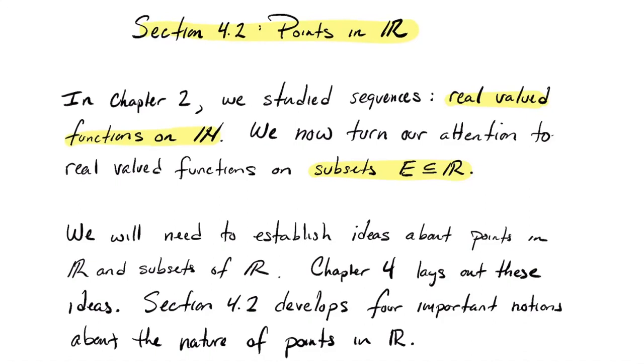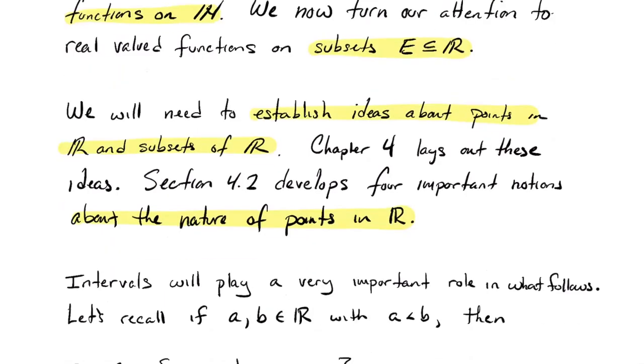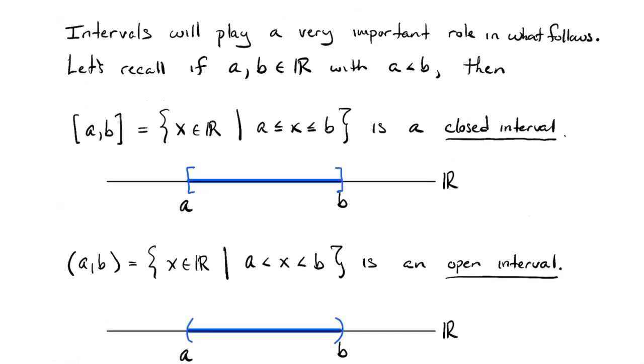All right. So said a little bit more precisely, I want to establish some ideas about points in the real numbers and subsets of the real numbers. Chapter 4 is going to lay out these ideas, and in section 4.2, we're going to specifically look at different kinds of points that you can have in R, given a subset E of the real numbers. That's just a little preamble here. Intervals are going to play a huge role in what we're doing, so let's remind ourselves of the notation for intervals and some of the terminology.